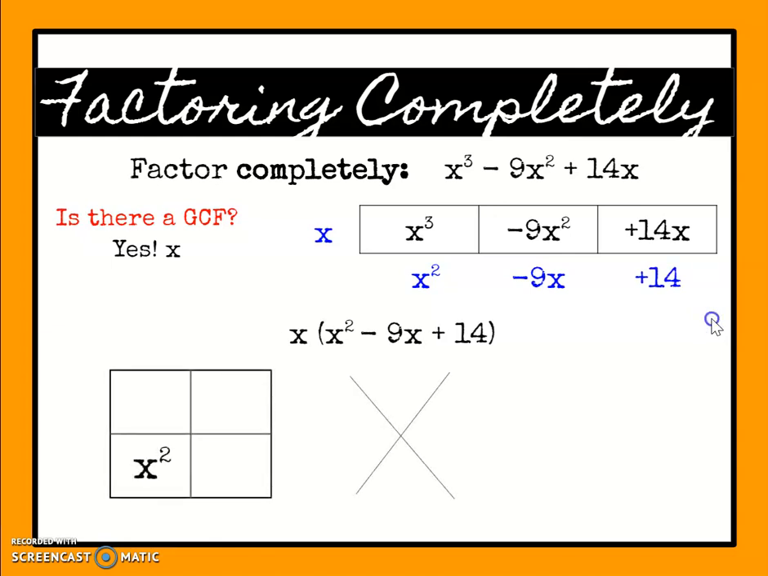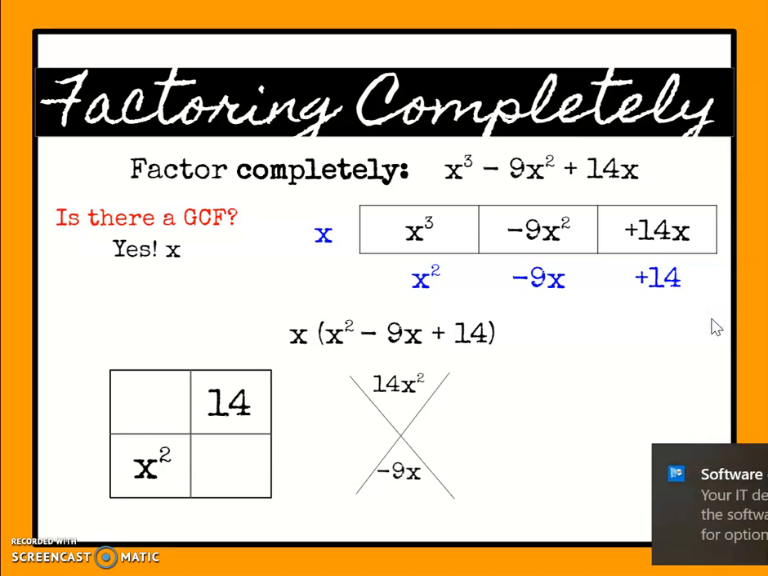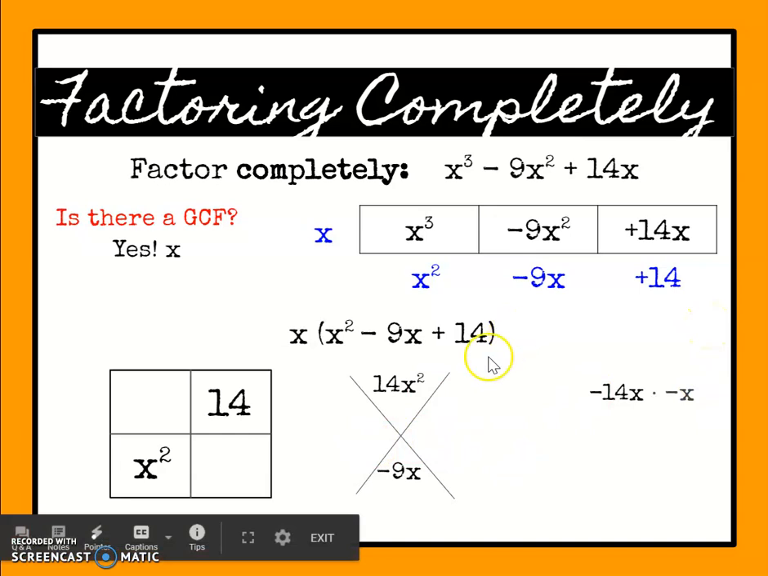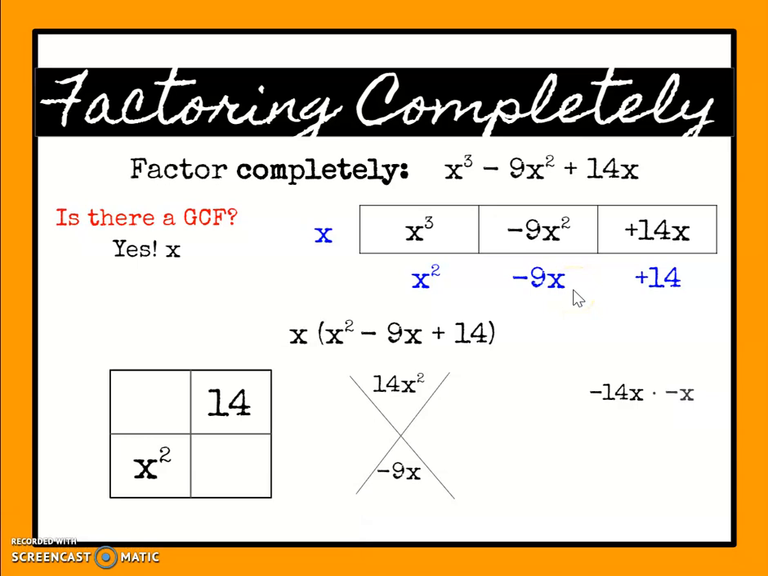Again, following the same process. x squared and 14, multiplying those two diagonals together to get 14x squared. Whatever terms I have need to add to negative 9x. So my factors of 14. Now, if I have two numbers that multiply to a positive, but add to a negative, that means that both of those numbers are going to be negative, because a negative times a negative is a positive, but a negative plus a negative is going to remain negative. So negative 7x and negative 2x is my other option.